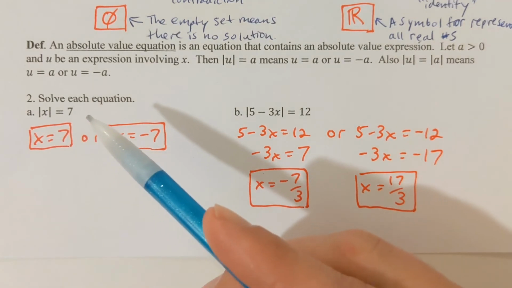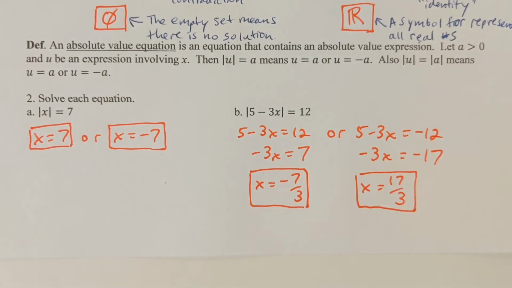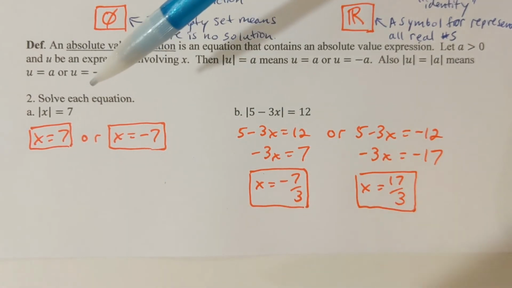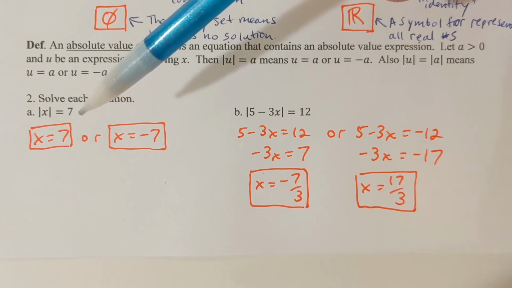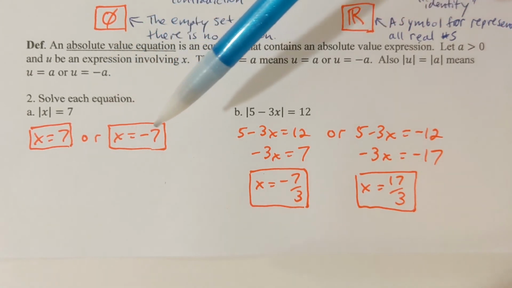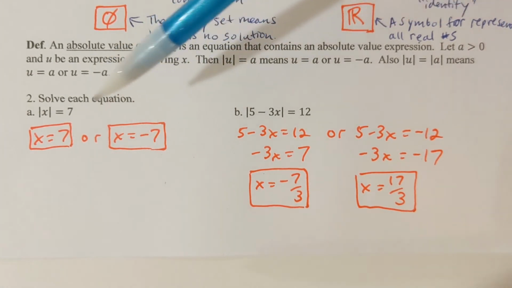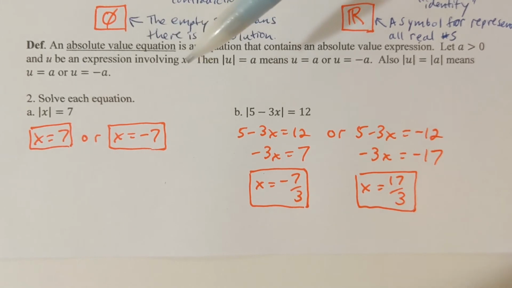So here's some examples. I want to solve each equation for x. The first one, the absolute value of x equals 7. All right, so go right to the definition and write your two equations. Remove the absolute value notation. x equals 7 or x equals negative 7. Circle those, and they're both correct.